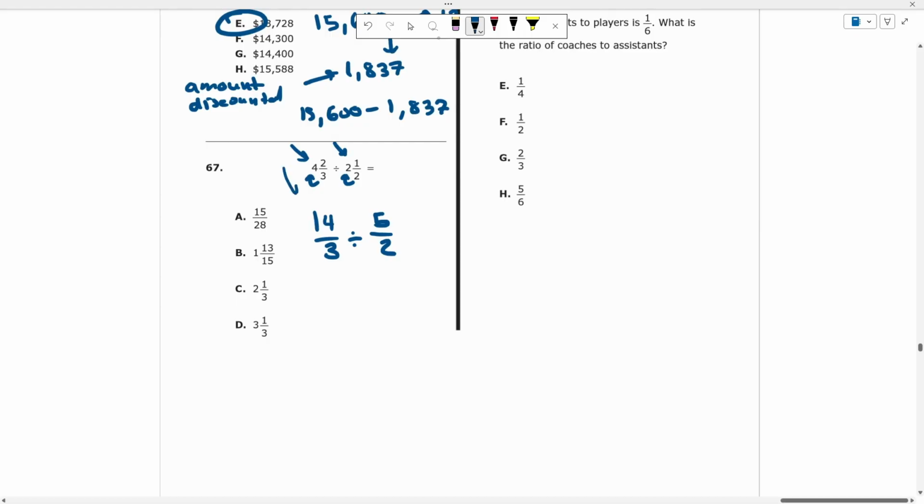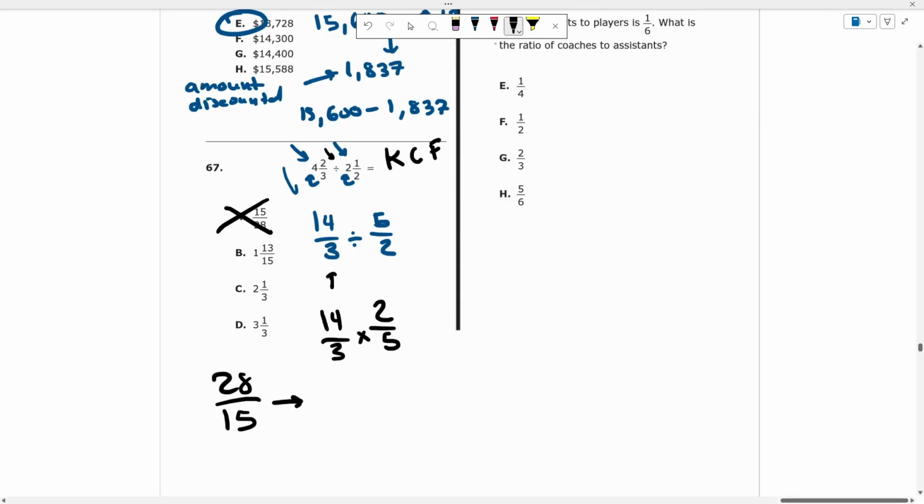Now, remember the rule for when you want to deal with division and fractions. It's keep, change, flip. So you want to keep 14 over 3 as is. You want to change the division sign into the multiplication sign, and you want to flip 5 over 2 into 2 over 5, and you're left with 28 over 15. Do not choose A. A is wrong. A is a trick answer. You need to convert this from an improper fraction back into a mixed number, which is going to be 1 13 over 15, which is going to be choice B.